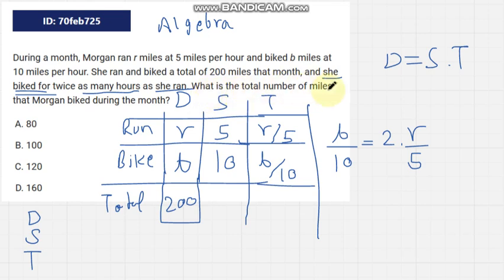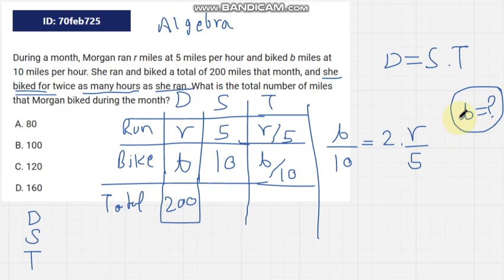What's the total number of miles that Morgan biked during the month? So we need to find b, and it's very important to write down what we need to find, because after you solve the question you get something and you really forget what was asked. So you should write it separately, that we are asked to find b, which is the number of miles Morgan biked.